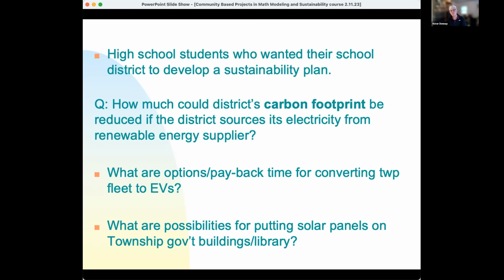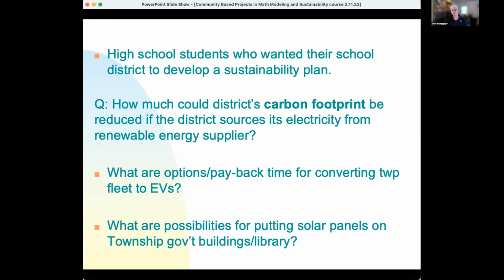Another one, which was just this fall, a local township wanted to begin thinking about converting its township fleet of police vehicles, for a college, the college safety van, people who go around campus, also pickup trucks. And so the students looked into what's available. A lot is now available, more all the time. And they analyzed the payback time for this and reported to the township.